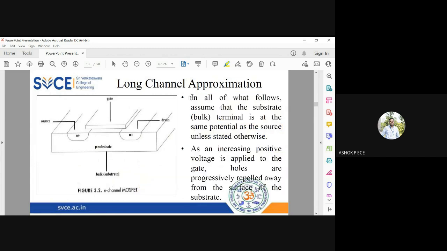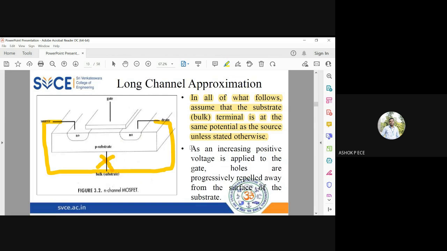So substrate is at the same potential as the source unless otherwise specified. So substrate and source, it is just like they are short circuited. So whatever potential you're giving at the source, the substrate will also have the same potential. It's just like short circuited, but that need not be done explicitly in the circuits. You can leave the substrate without connection. Even then, your circuit is going to work.